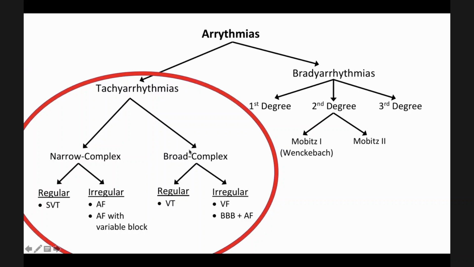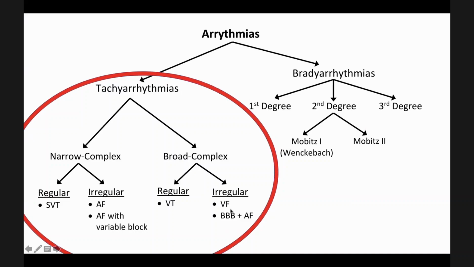Okay. Now this is a broad complex. Broad complex regular tachycardia is a ventricular tachycardia. And the irregular one, broad complex irregular, is ventricular fibrillation. And also sometimes when there's a patient with bundle branch block, either left bundle branch block or right bundle branch block, when it is combined with atrial fibrillation, you will see a broad complex, again irregular, because it has the atrial fibrillation component as well. So you might see something like that as well.